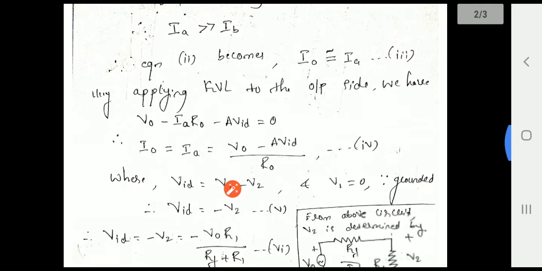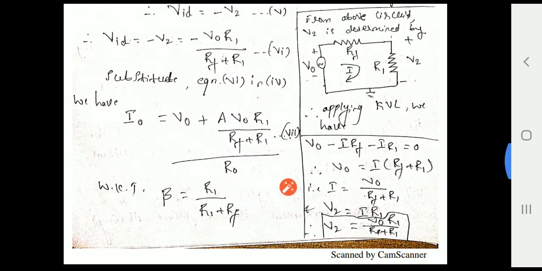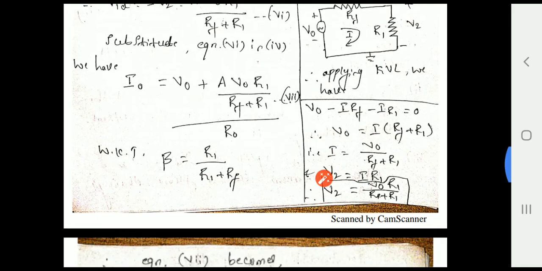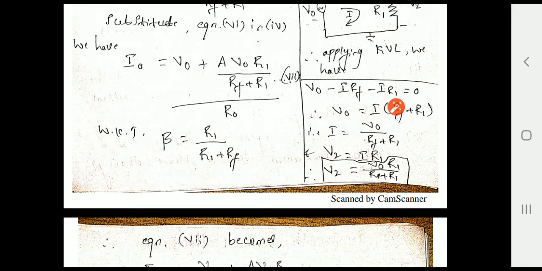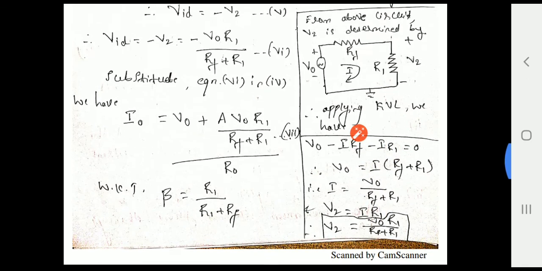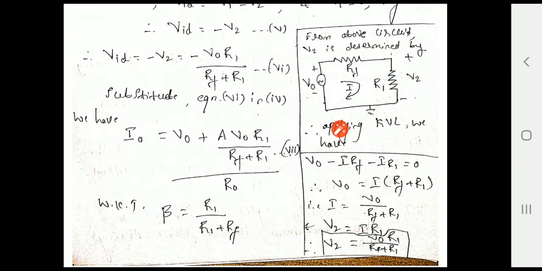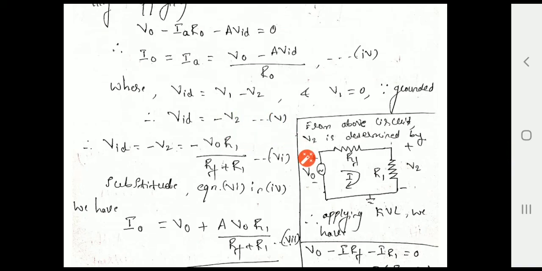This you already know, I am just revising it. So here I have written that circuit. From the above circuit, V2 can be determined as follows: this is V0 followed by RF followed by R1, and at one terminal here, V2 is connected. Now if I apply the KVL, we know V0 minus I RF equals 0, solving for I, we will get this. Now V2 according to Ohm's law is nothing but I into R1. Then substitute the value of I in this equation, and we will get this expression. Now using this expression, I substitute in V2. So what will I get? VID is nothing but minus V0 into R1 divided by RF plus R1.